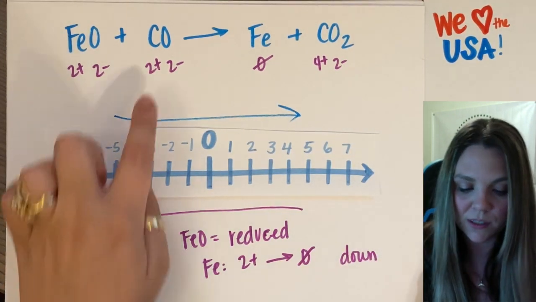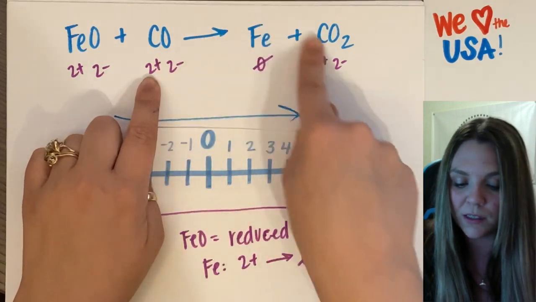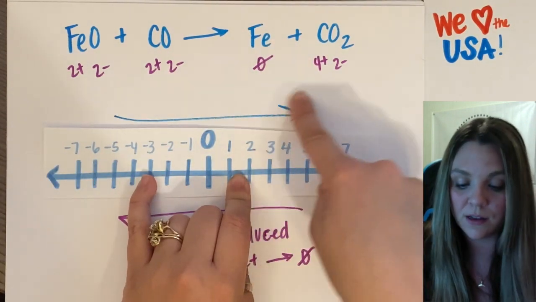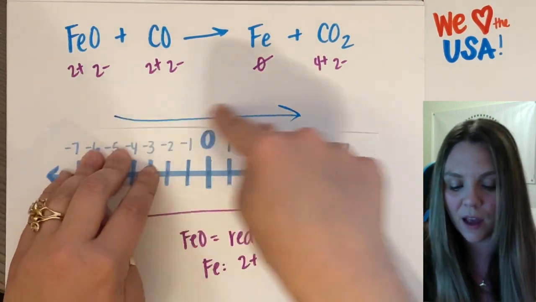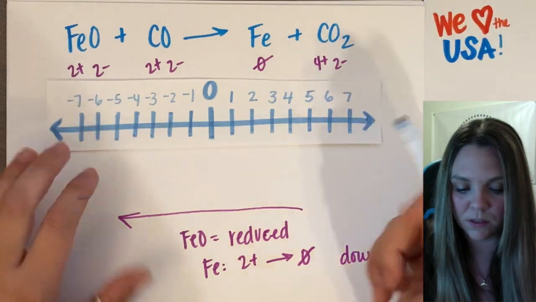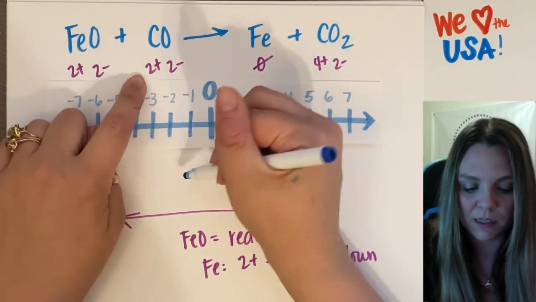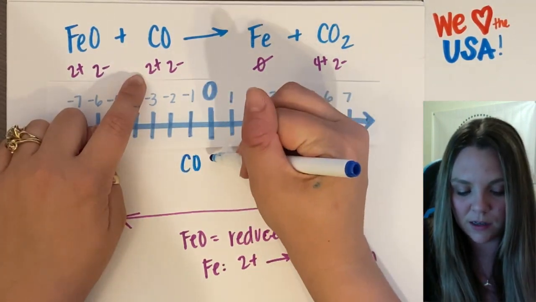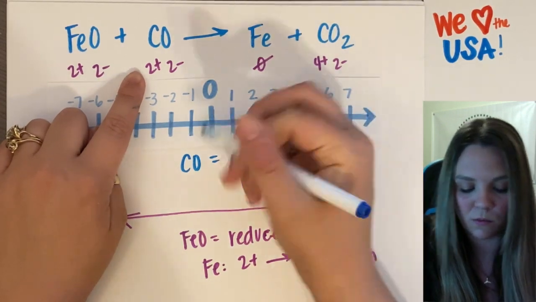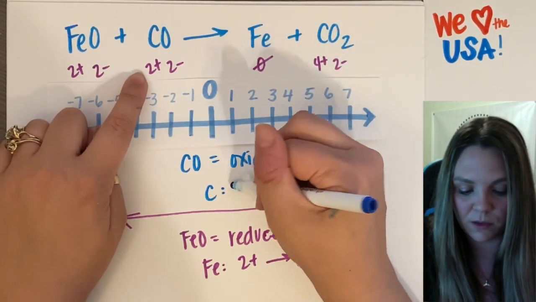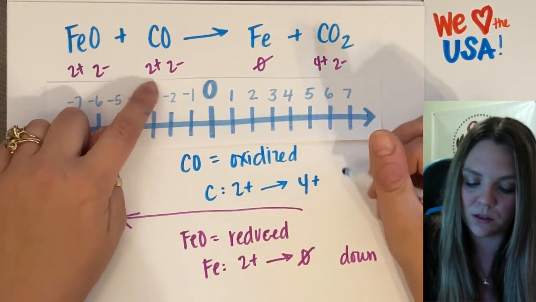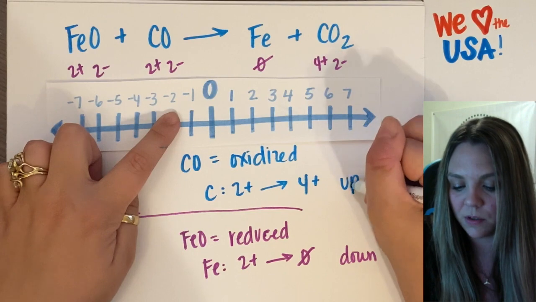All right, versus carbon went from a 2 plus up to a 4 plus. I went from 2 plus up to 4 plus. So I'm moving up this scale. That means carbon monoxide is oxidized. Why? Because carbon went from a 2 plus charge up to a 4 plus charge, which means it went up.